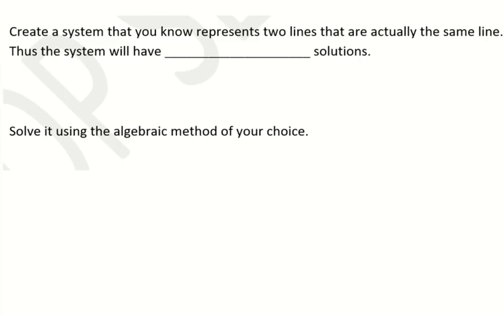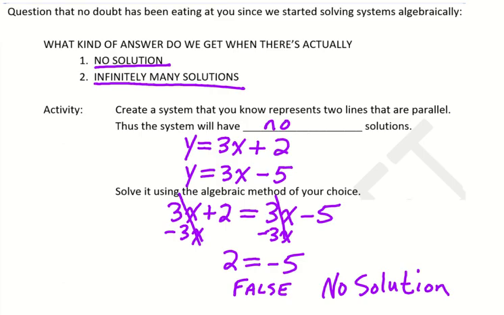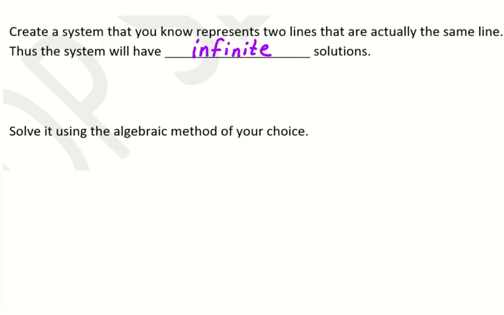Now, create a system that represents two lines that are actually the same line, so you have infinite solutions. By the way, this same result would happen if we used the elimination method. Doesn't matter what method, substitution or elimination, this is what happens that lets you know there's no solution. I'm going to use substitution again, but whatever method you do, the result is going to be the same.